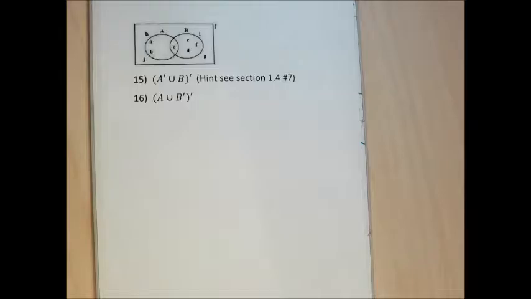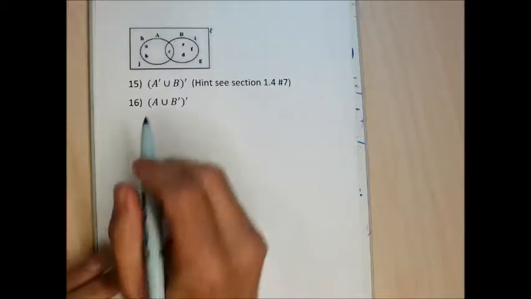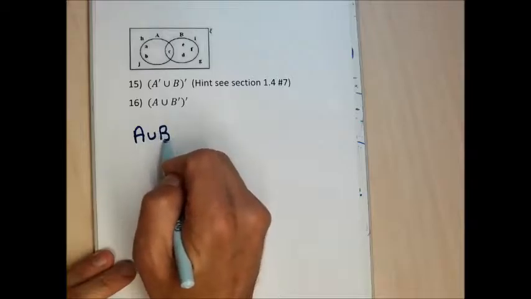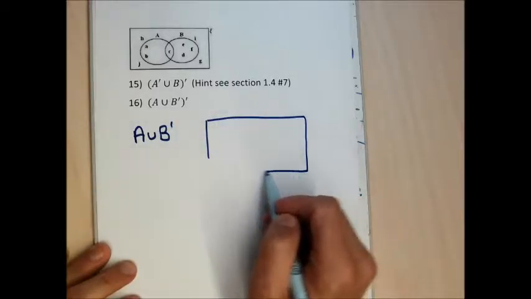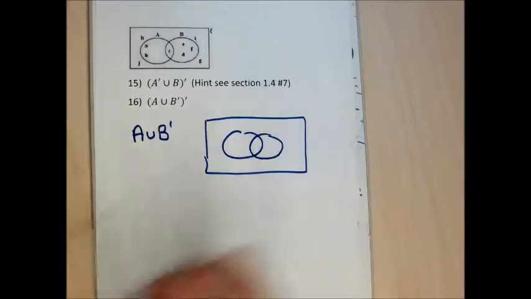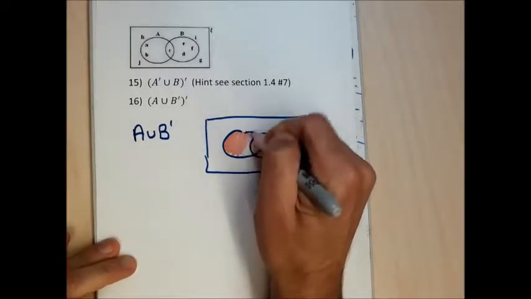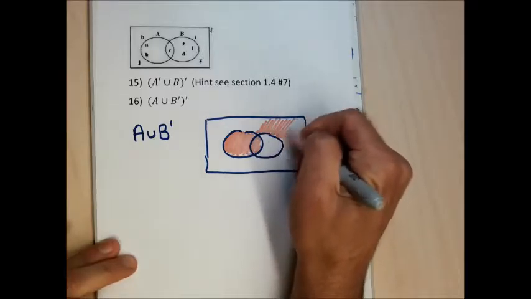So we're just in the 2-set world. Eventually we'll get to the 3-set world. I'm going to do 16, you can do 15. So to do 16, I need to start off by doing the inside of the parentheses first. And because it's a union, I can do it in one color. So to do A union B complement, I'm going to shade the entire A circle. There's the A part of this. And then the B complement is anything outside the B circle.